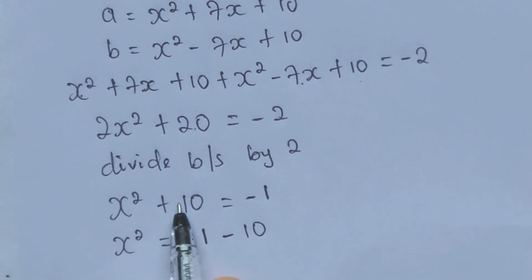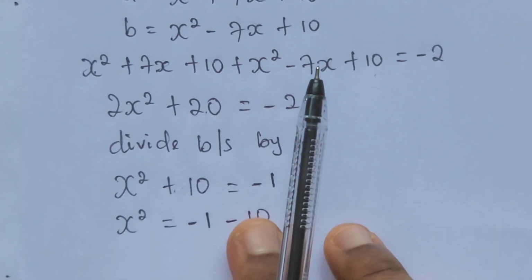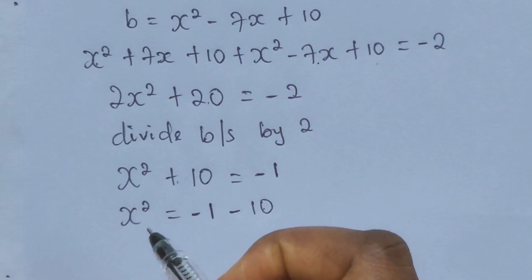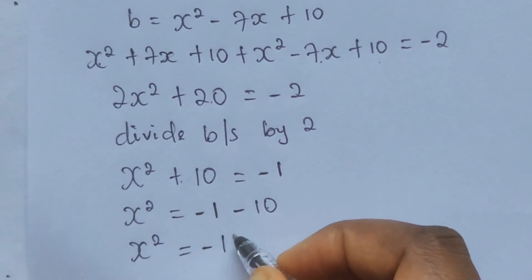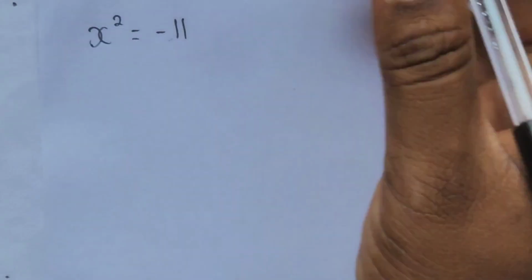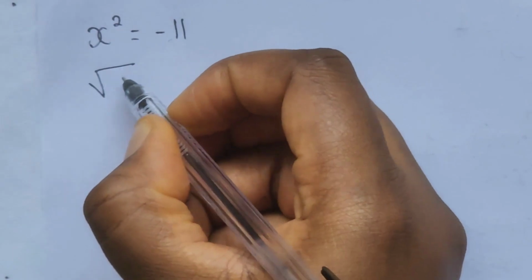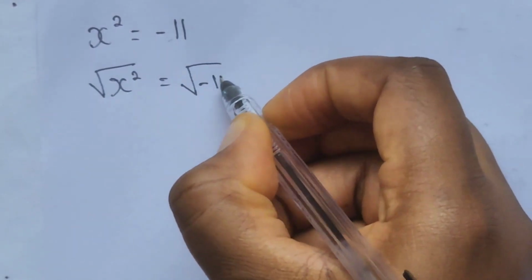Moving this positive 10 to the right, our x squared is equal to minus 11. So x squared is equal to minus 11. Let's take the square root of both sides to have square root of x squared to be equal to the square root of minus 11.